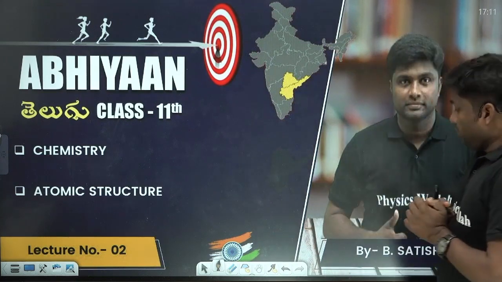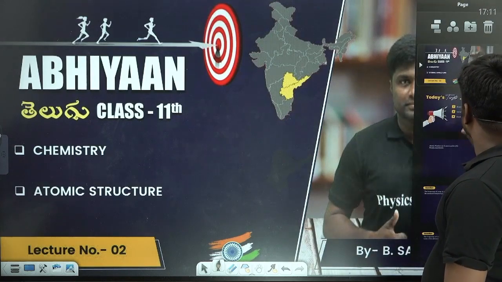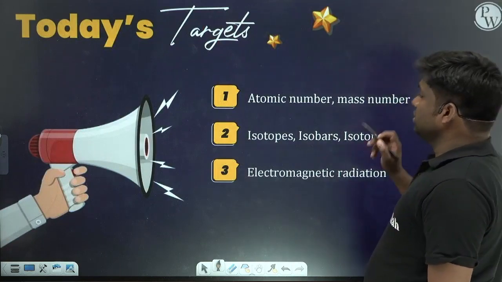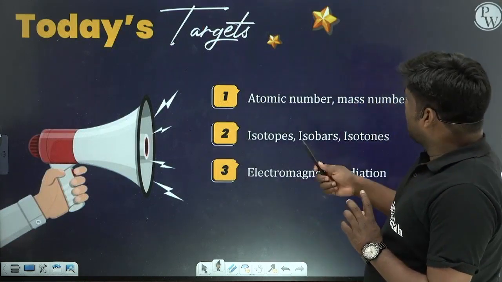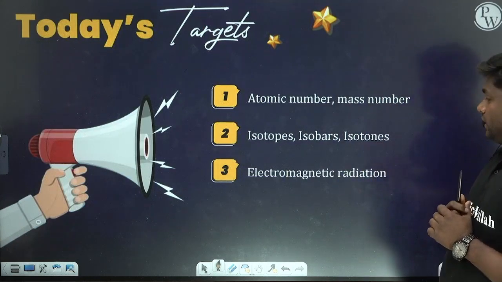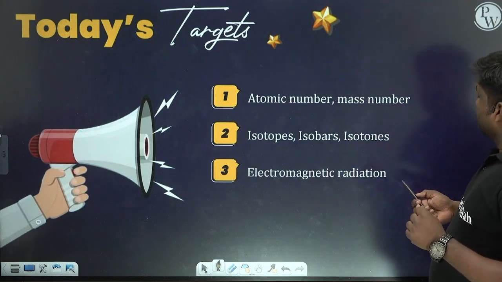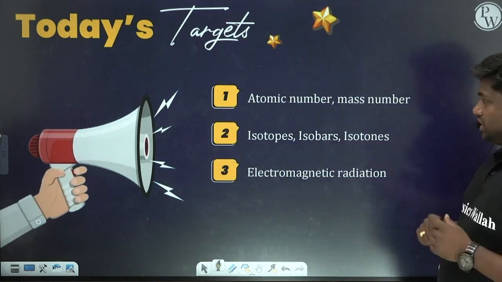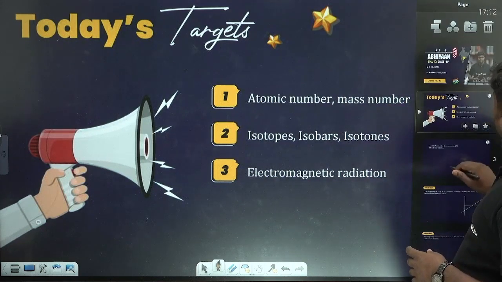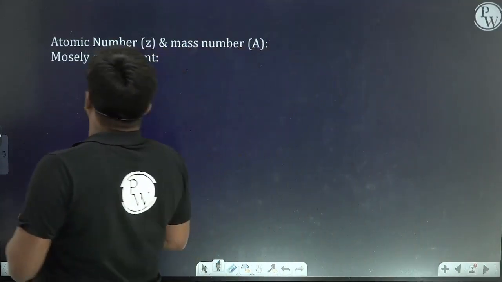Now in this session, the second lecture of atomic structure, we will discuss atomic number and mass number, and we will also discuss isotopes, isobars, isotones, and then electromagnetic radiation. We will be covering these topics in this session. Now we will start with the very first topic, that is atomic number and mass number.